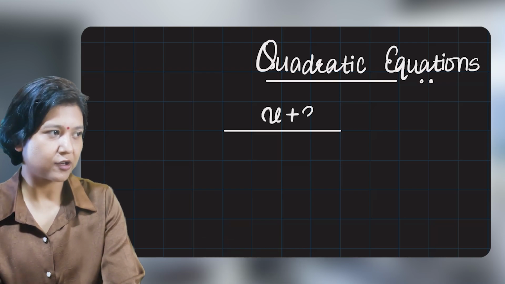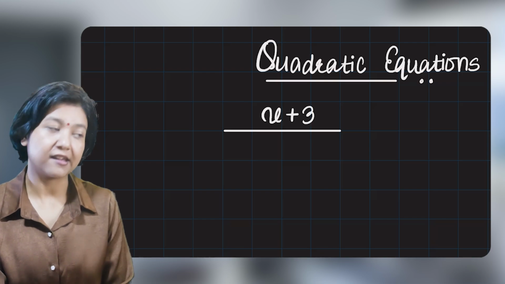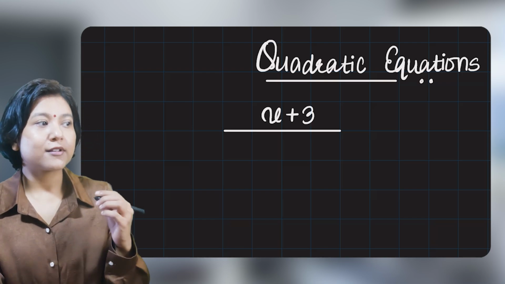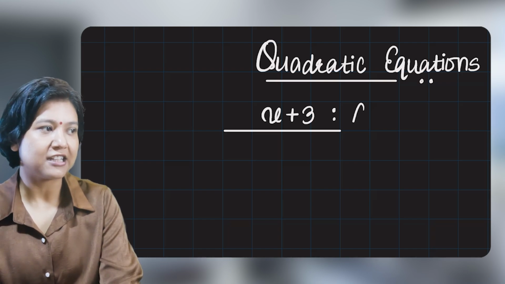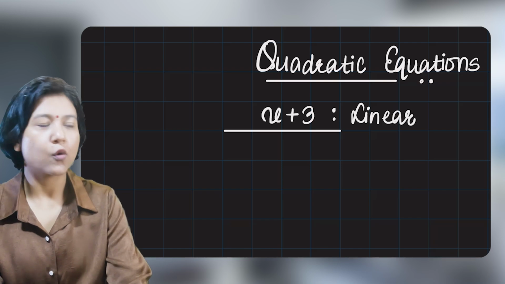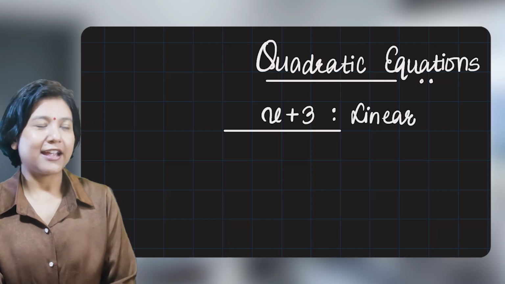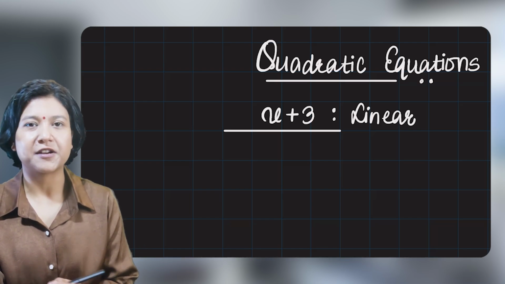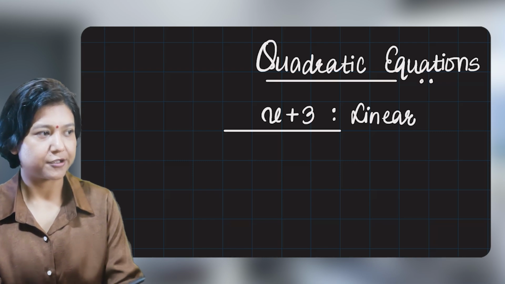So I'm assuming that I have a length of a rectangle. Let's say x plus 3. Let's say that is the length. Now, this expression which I have used to represent the length is a linear expression. Why? Because I have used one x, x to the power of 1. Any expression where there is one variable and the power of the variable is 1 becomes a linear expression.